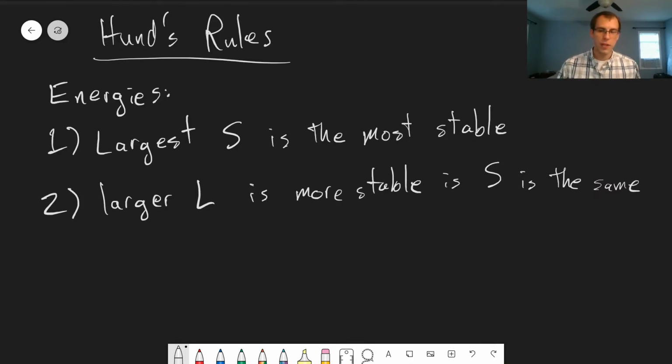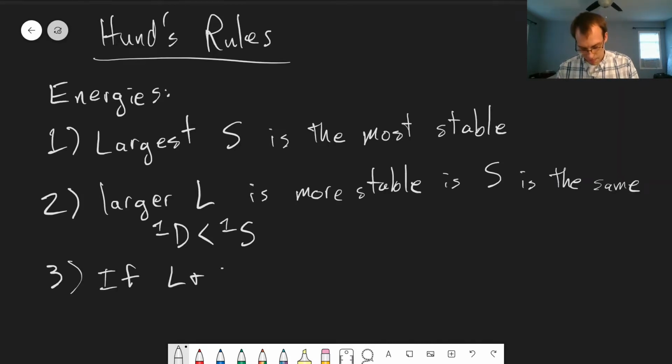All right, and so if we have a tie, for example, if we have, say, a singlet D state and a singlet S state, like we did for carbon, the D state would be lower in energy than the S state because it has a larger value of L. All right, and then the third rule is if L and S are the same.